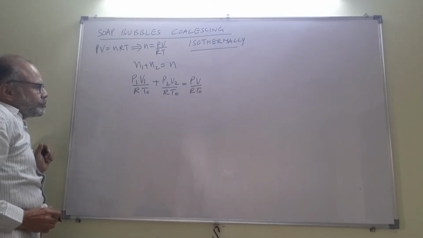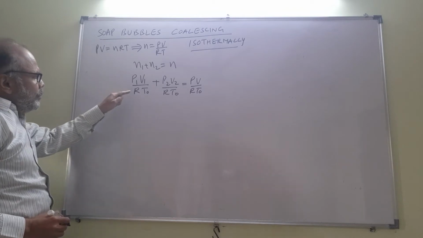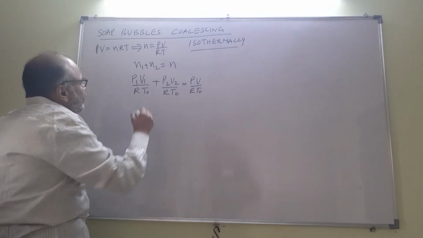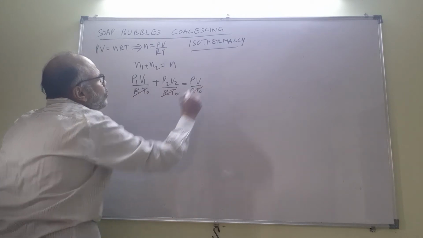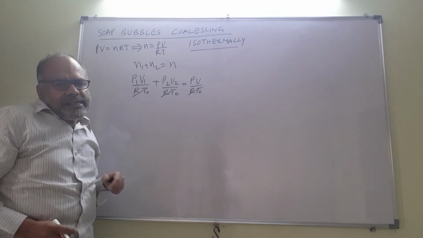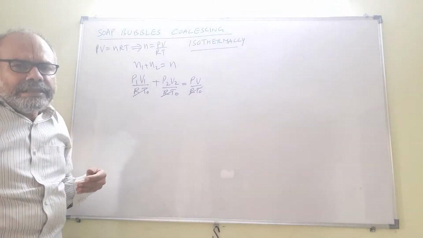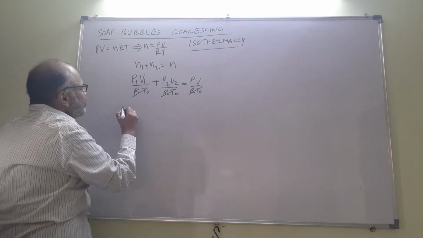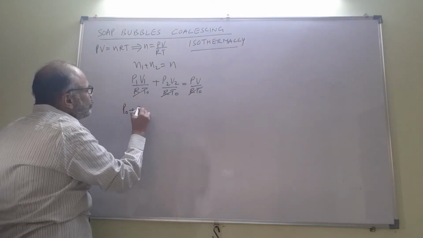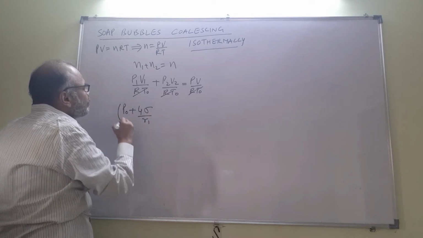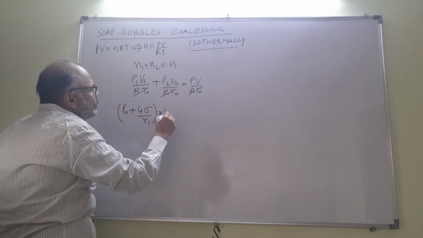Now you can cancel the R T naught throughout. Now the pressure inside. We have learned that there is excess pressure inside the soap bubble. So the pressure inside would be P naught plus 4 sigma by R1, into V1.